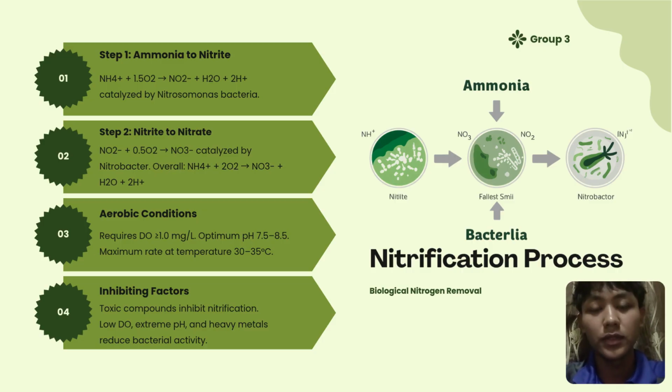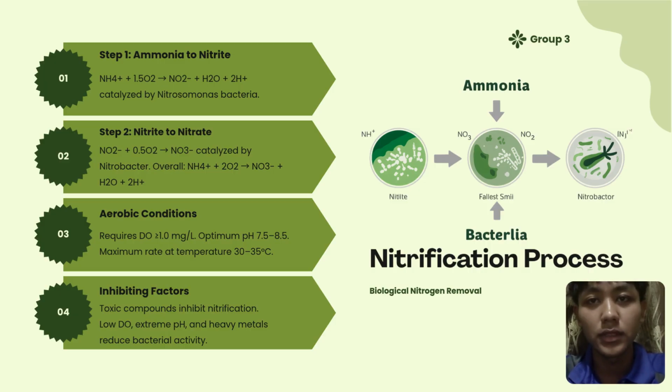So next, I'm going to present about the nitrification process. There are 4 steps in this process. The first step is ammonia to nitrite. NH4+ plus 1.5O2 equals NO2- plus H2O plus 2H+, catalyzed by Nitrosomonas bacteria. For the second step, which is nitrite to nitrate, NO2- plus 0.5O2 equals NO3-, catalyzed by Nitrobacter. Overall, NH4+ plus 2O2 equals NO3- plus H2O plus 2H+.